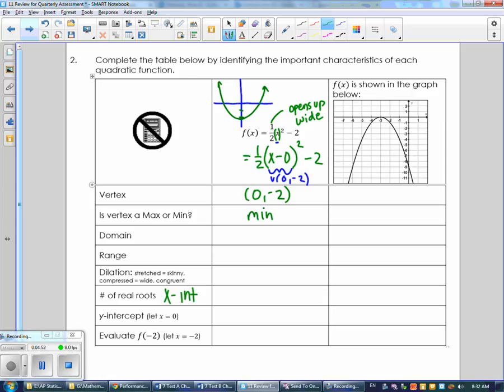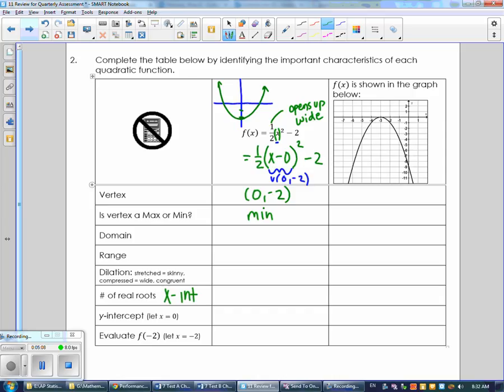Some of you were looking at the direction that the graph opens, and so it opens up, and some people were calling it a max. But remember, a minimum is the lowest point on the graph. A maximum, by definition, is the highest point on the graph. And so in this case, since our vertex is the lowest point, it is considered a minimum.